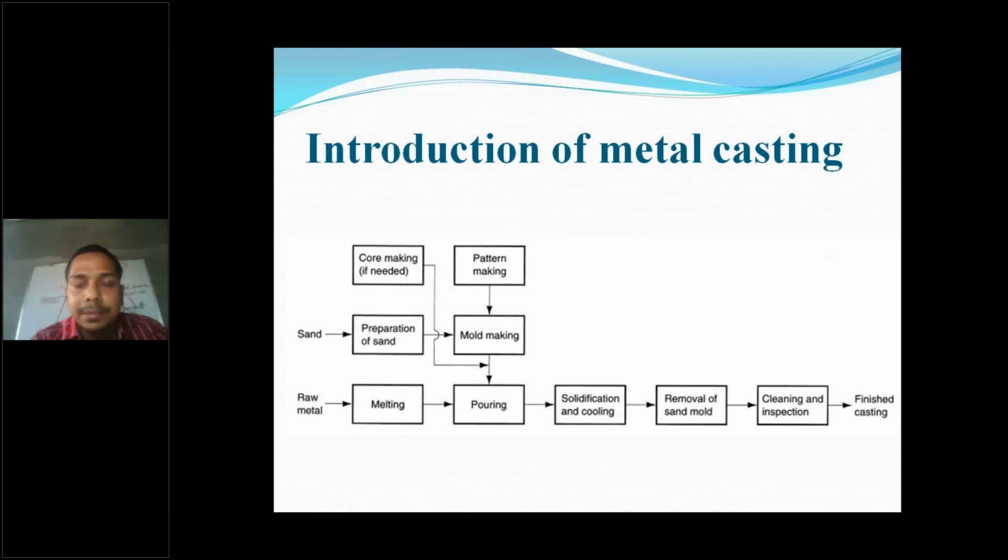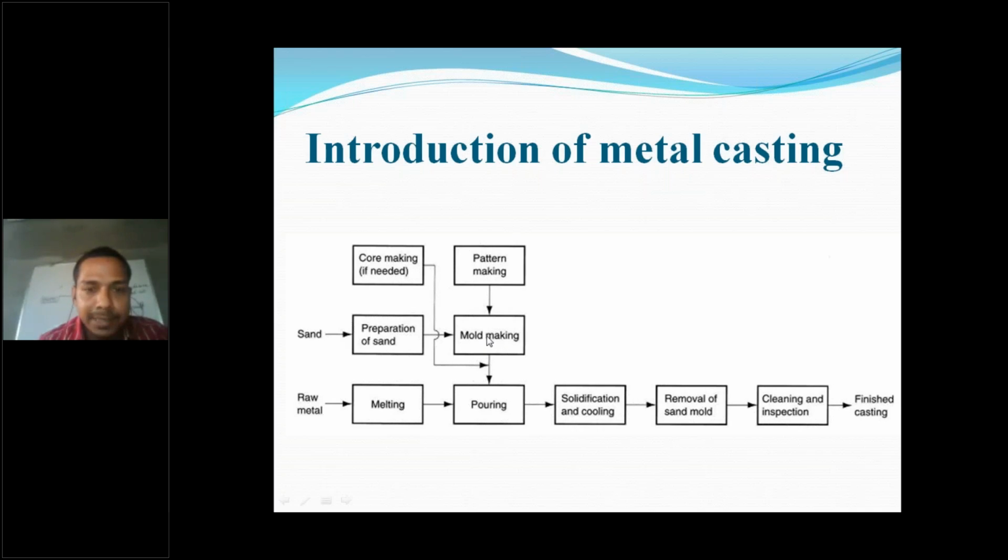We have applications of metal casting in the automotive industry. The automotive engines are manufactured by metal casting. The aircraft engines are manufactured by metal casting. The turbine housing, machine tool structures, and many more are manufactured by metal casting. So first I want to discuss briefly the metal casting process, the basic concept of this. In this flow diagram, the processes are mentioned.